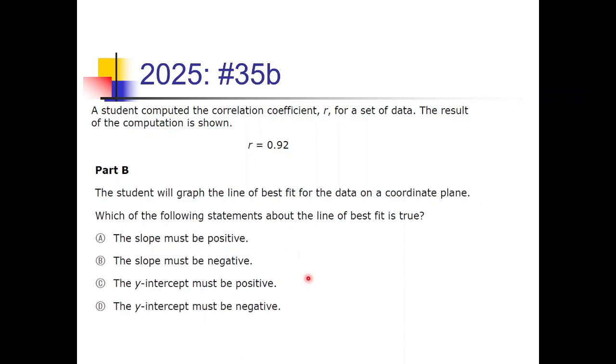For part D of this one, they said the student's going to graph the line of best fit based on this, and they want to know which statement is going to be true about that line. Is it going to be positive, negative? Is the y-intercept going to be positive or negative? So we don't actually know just from R values what the y-intercept is going to be. We don't have any individual points, but we can tell about the slope. So if R is positive, like in this case, that means the slope must be positive. If R were negative, then the slope would be negative. So this is going to be choice A.